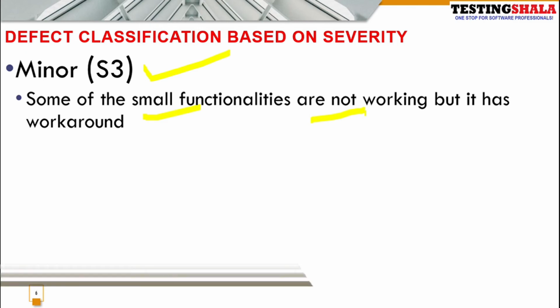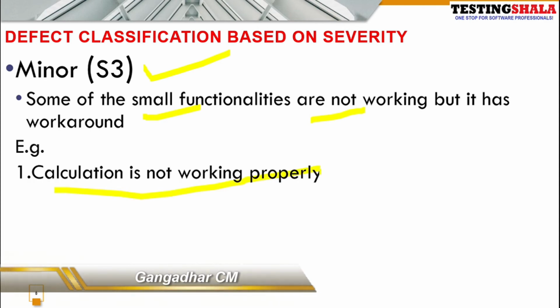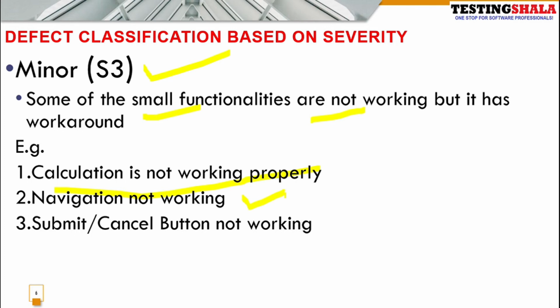Some examples of minor S3 defects: in any given application, there might be some mathematical calculations which are not very important, and if those functionalities are failing, we will tag those defects under minor defects. Similarly, if there are any issues related to navigation, or even if the submit or cancel buttons are not working, we categorize these defects under minor severity.